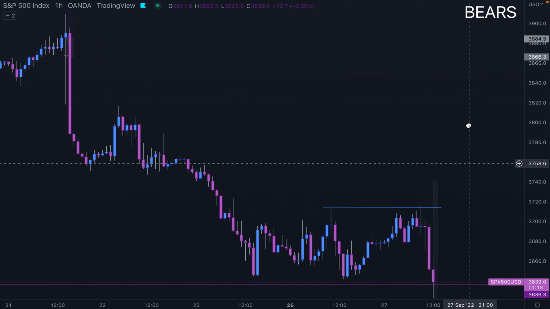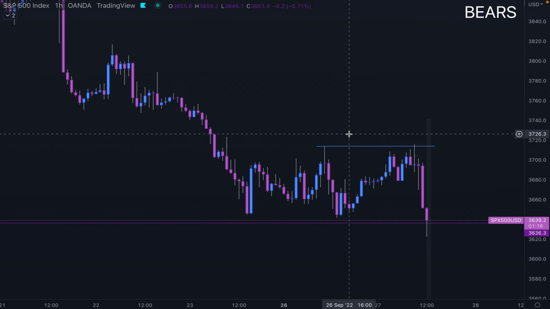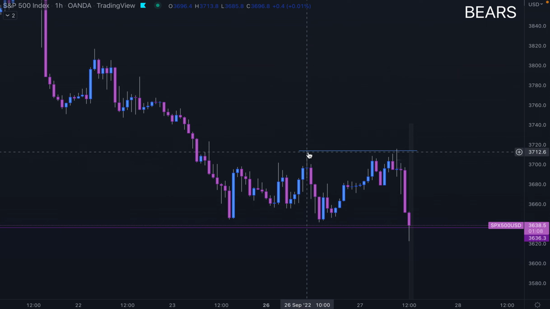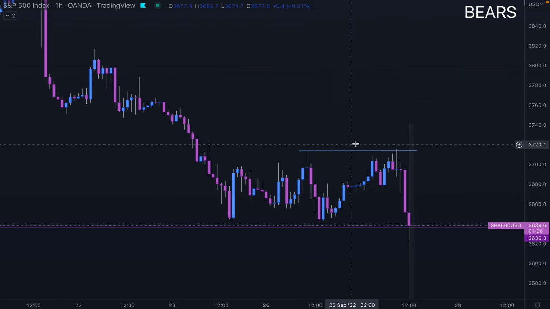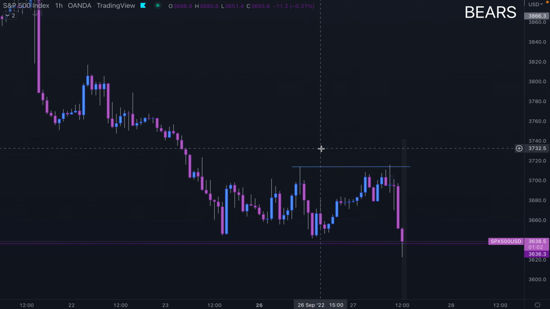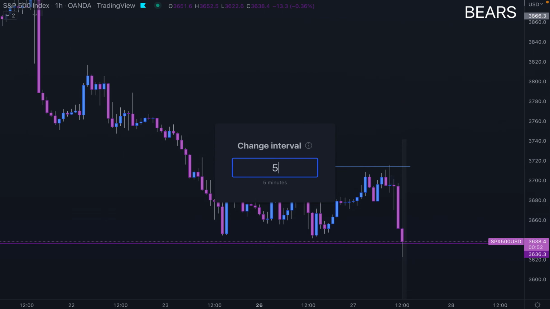So this is the 1 hour. Now where this line is, this was the buy side liquidity. This was the area that I was looking for price to trade above before delivering short. This line is also the previous daily high, so definitely some buy side liquidity above there. And like I said, just the area that I wanted price to trade above to validate my short position. So going into the 5 minute now.